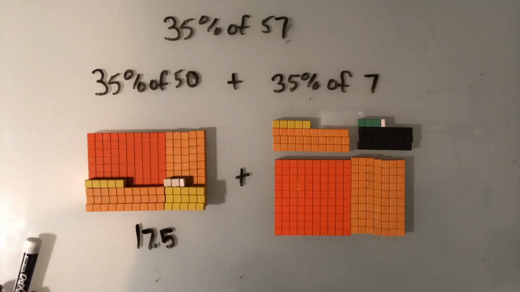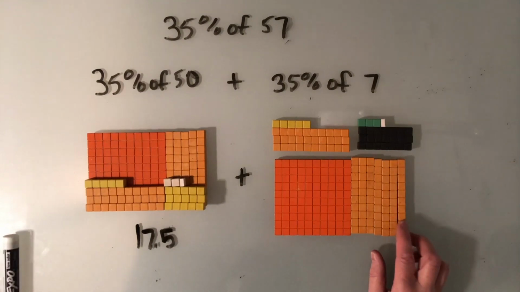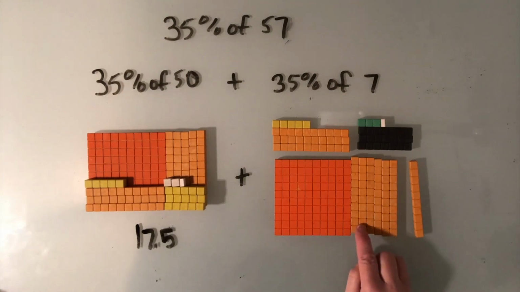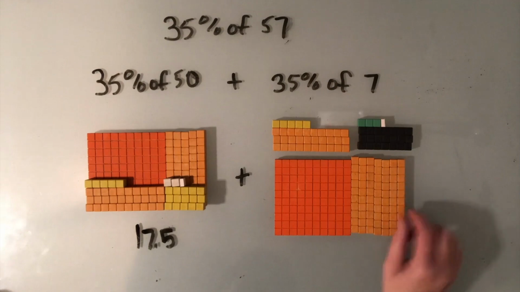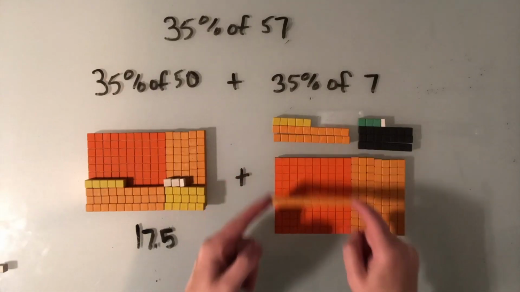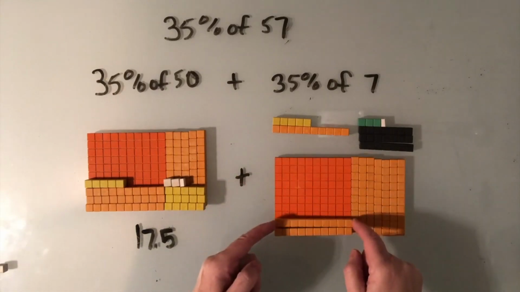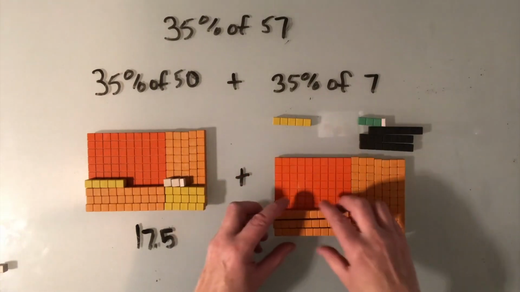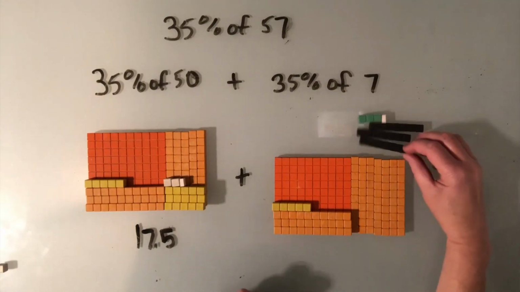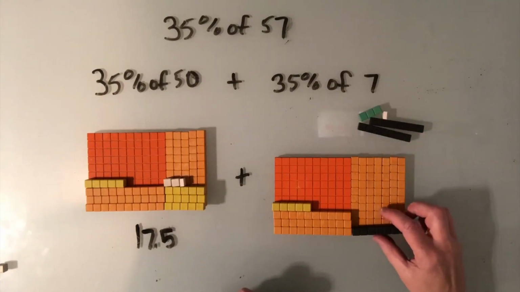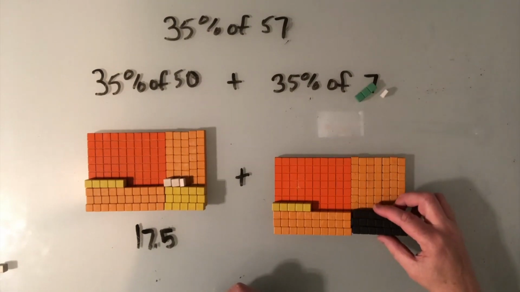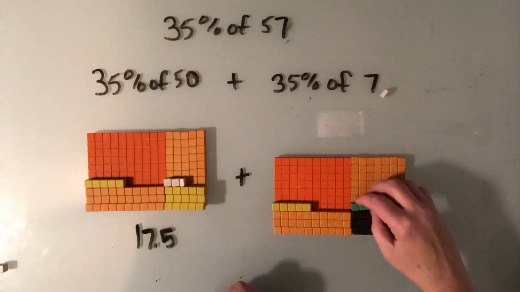Now we want to look at 35% of 7. So remember, this is our unit now, making this 1/10. 1, 2, 3, 4, 5, 6, 7. We don't want to know about 100% of 7. We want to know about 35%. So 10, 20, 30, 35%. Well, we need to take all of this, all of that, and then just half of that.